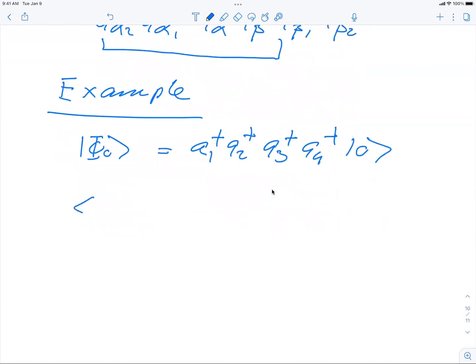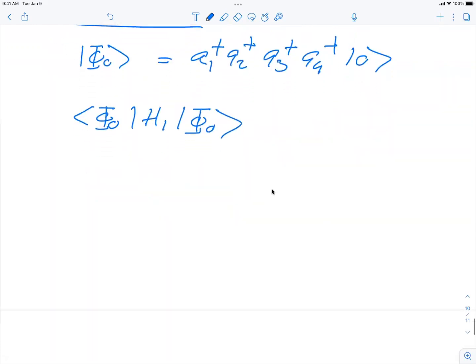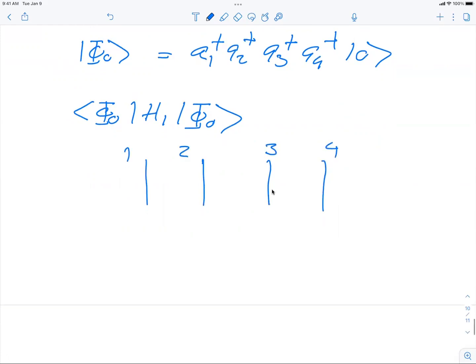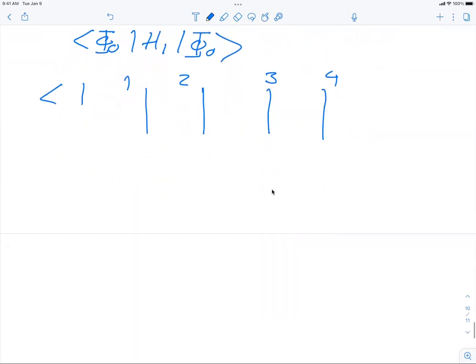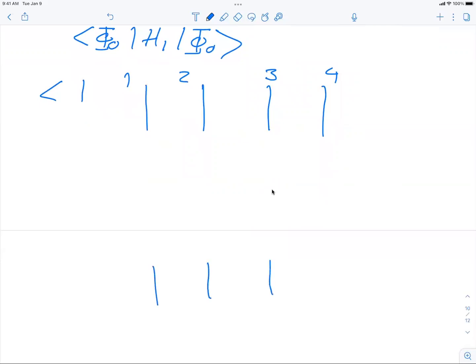So let's now go back and look at this specific term here. So we have phi 0, H_I, phi 0. So this is just the expectation value, and this is a two-body interaction. So let's look at the specific terms which we get. So we will have the outgoing lines. So we have 1, 2, 3, and 4. And then multiply with the vacuum state. And then down here, we have the same. 1, 2, 3, and 4, acting on the vacuum state.